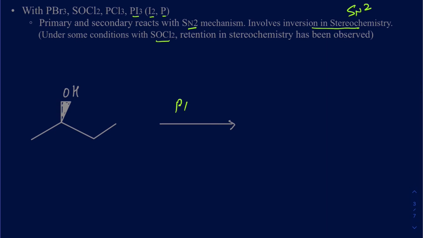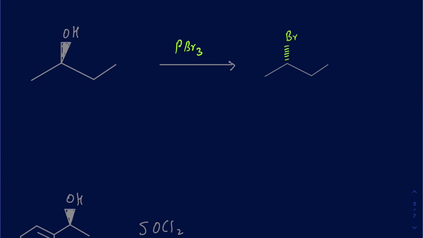So suppose I use PBr3, and we said eventually it's going to do an SN2 mechanism, and your product would look like this. It's going to have the bromine now going back into the page here. Now, how does that really work?